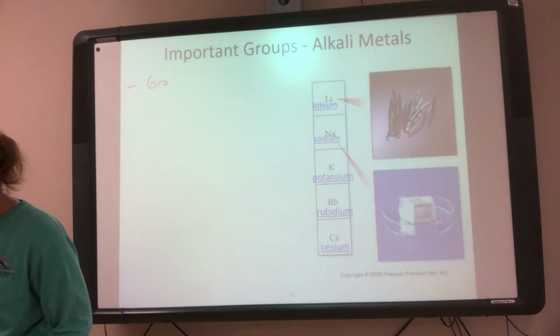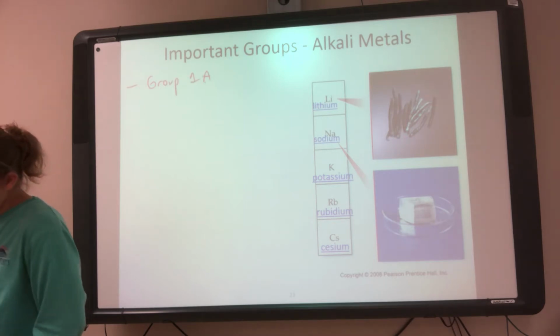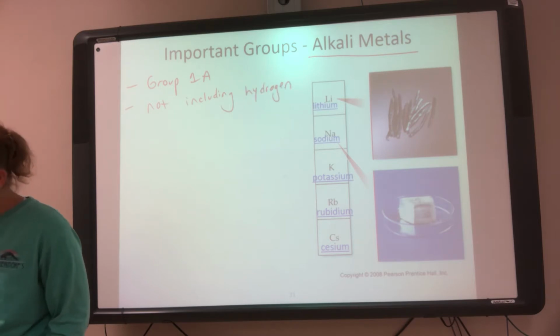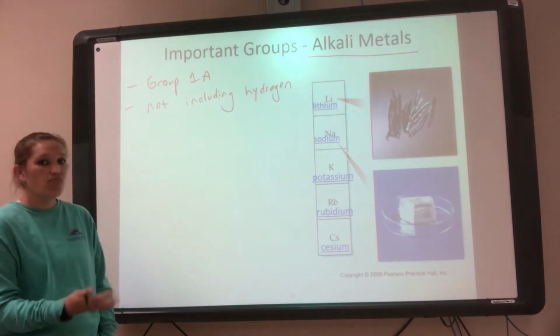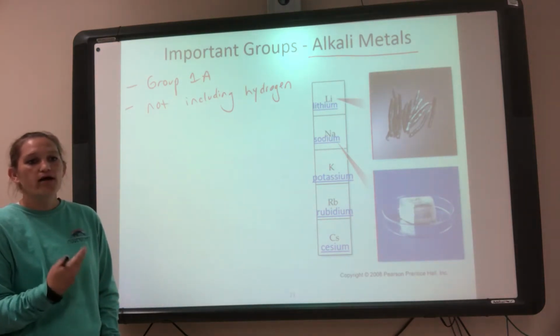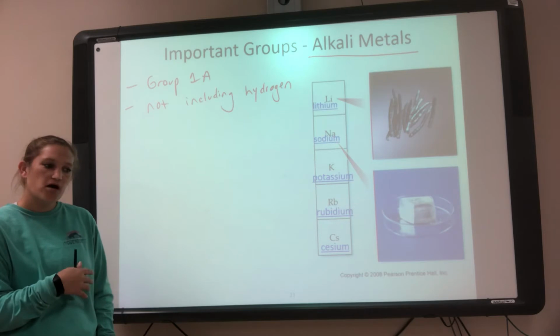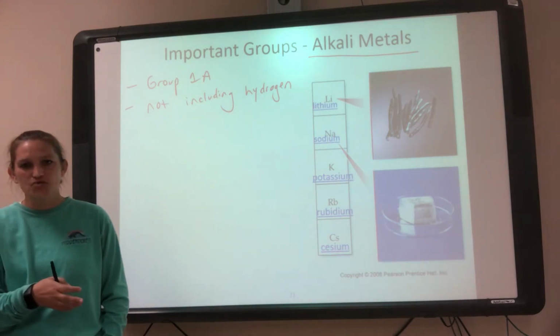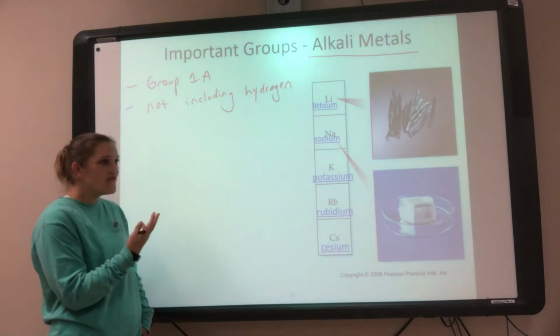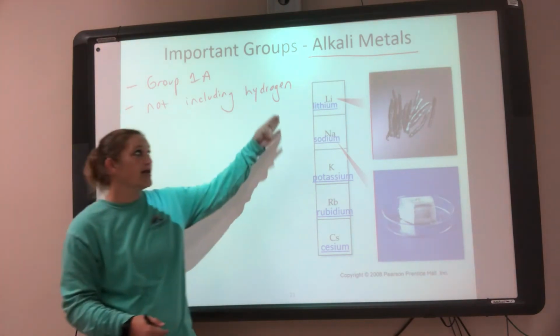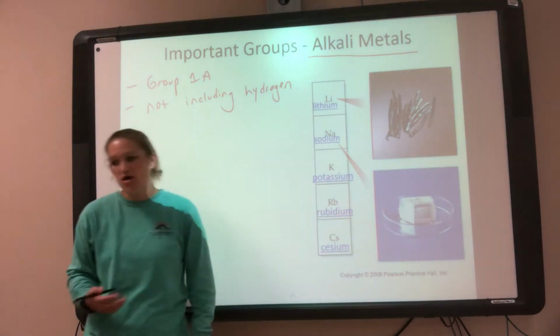So this was group 1A, and these were my alkali metals. Remember, not including hydrogen. Hydrogen's here because it has some of the properties, in the sense that it has one s electron, and it likes to form a cation versus an anion. But some of its properties make it go on the other side, like it being a non-metal. Since it's a non-metal, it's not going to be an alkali metal. These are all my metals.